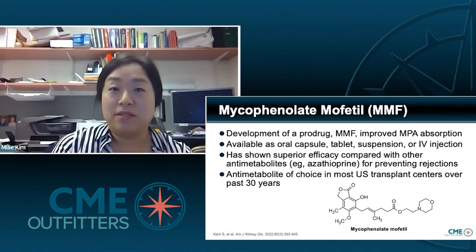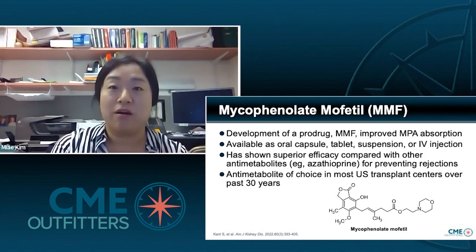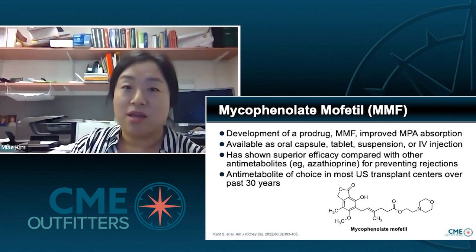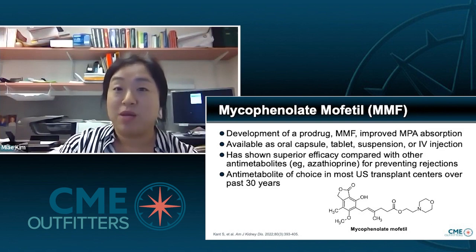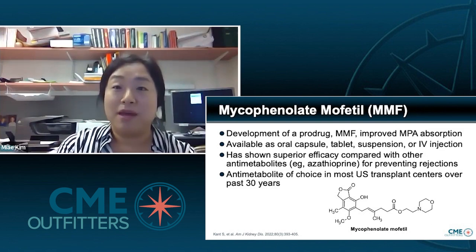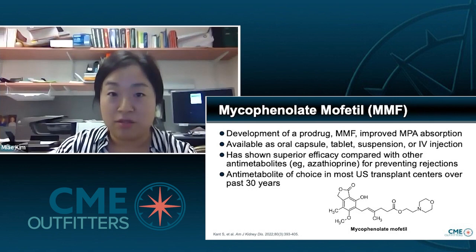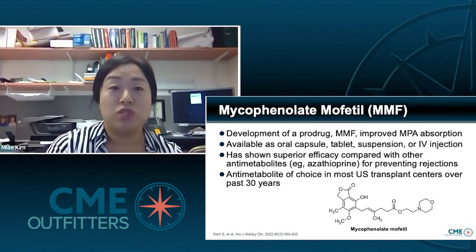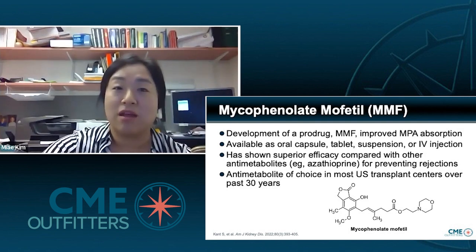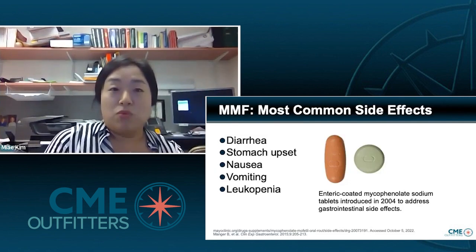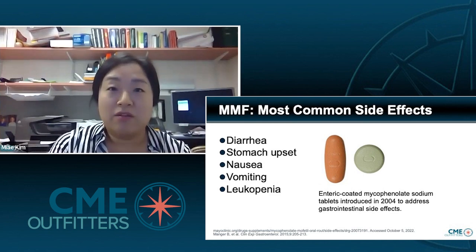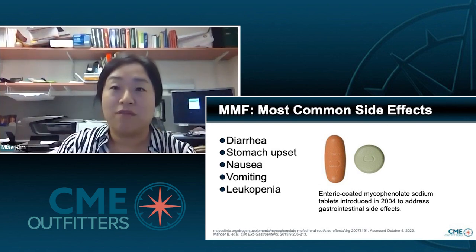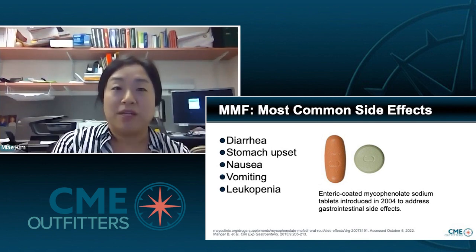This encompasses a large population. For example, there are 20,000 new kidney transplants every year in the US, and more than 90% of these patients would receive MPA products as one of their maintenance immunosuppressive agents. And any side effects will have a huge impact on our healthcare system. The most common side effects of mycophenolate mofetil are diarrhea, stomach upset, nausea, and vomiting, as well as leukopenia.